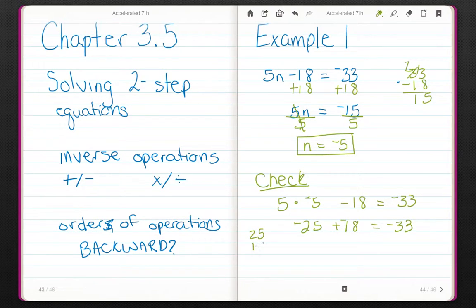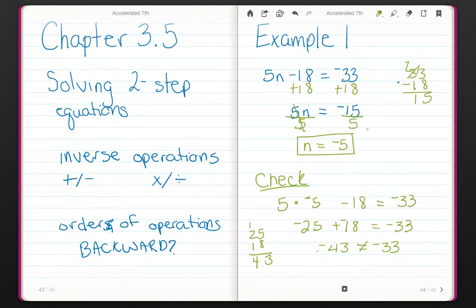25 plus 18. 5 plus 8 is 13. This one is 43. That didn't come out right. Why didn't that come out right? Oh, okay, and I noticed I got negative 43, and negative 43 doesn't equal negative 33. So where did I go wrong?